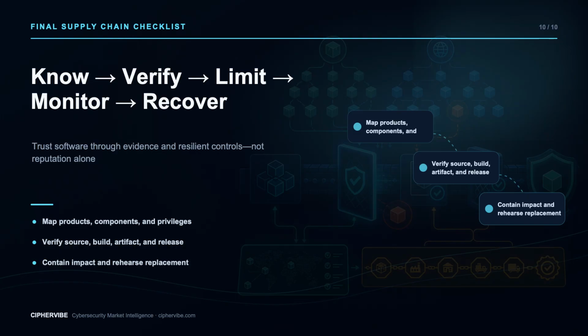Remember the restaurant, the ingredients list, kitchen history, sealed delivery, safety checks, serving controls, and recall plan all matter. Supply chain security does not mean trusting no supplier. It means knowing what you inherit, demanding useful evidence, limiting blast radius, and being ready to replace what fails.